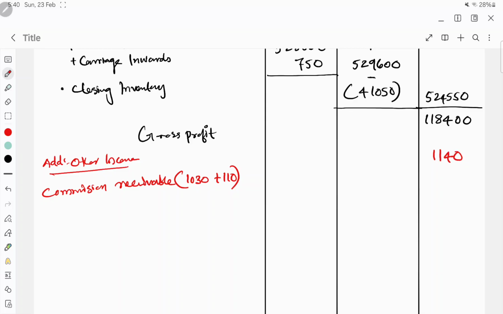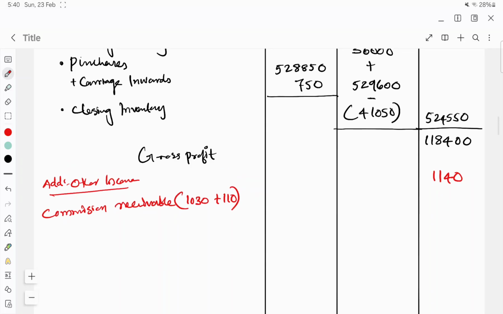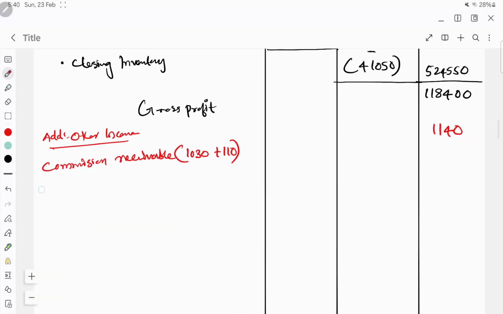So accrued will be added, prepaid will be deducted. Always remember that if it is revenue or expenses, both will be added. Okay. Then the next part is less other expenses.